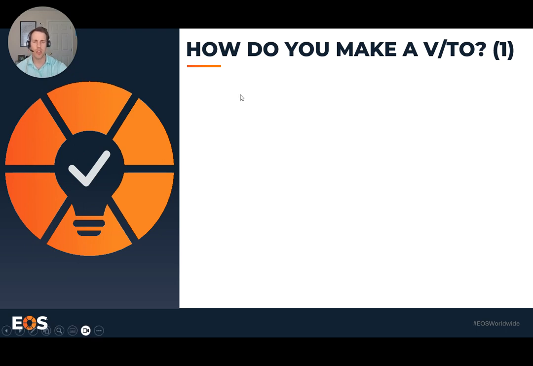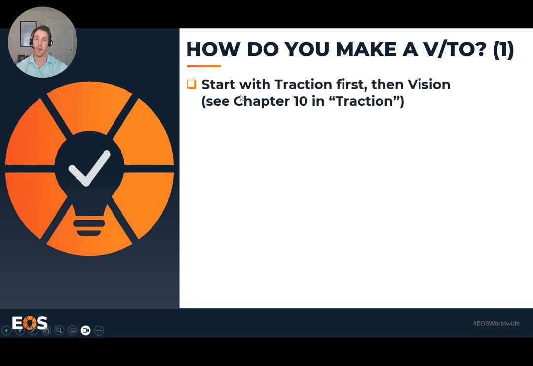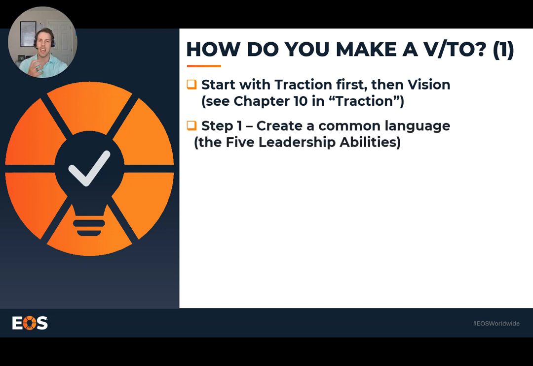Well, the first thing you want to do is read the book Traction. Okay, it's a great book. Again, if you want to reach out to me, I'd be more than happy to send you a copy. But in chapter 10, it really talks about this concept of building traction first and then vision. So you would think you would start with just answering the 8 questions. The reality is that you want to gain momentum.